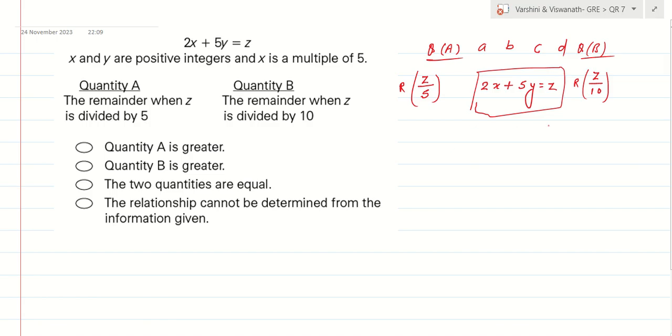So how much will x assume? Assume x and tell me. 10. So if x is 10, then what about z? If x is 10, what about z? Plug in x equals 10 here in the equation. 20 plus 5y. So y can assume anything, no? Y can be any positive number. Let's say y equals 1. So how much will you get?